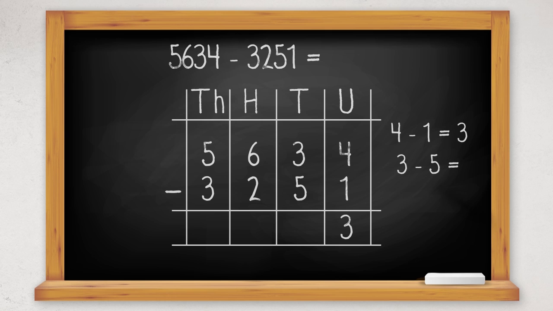So on the top row only, if we borrow 100 from the hundreds, we need to reduce the 6 to a 5 in the hundreds column to show we have taken 100 out, and we put the 1 we have just borrowed into the tens column, which gives us 13 tens. Now we can take away 5 tens. 13 minus 5 equals 8. So on our answer line, in the tens column, we put an 8 to show that we have 8 tens.